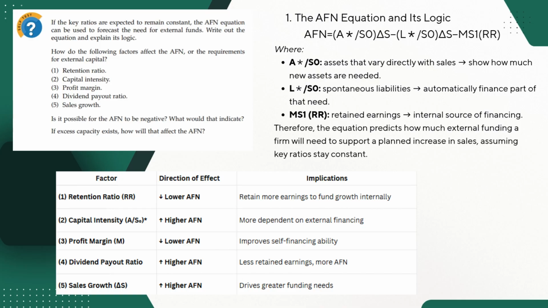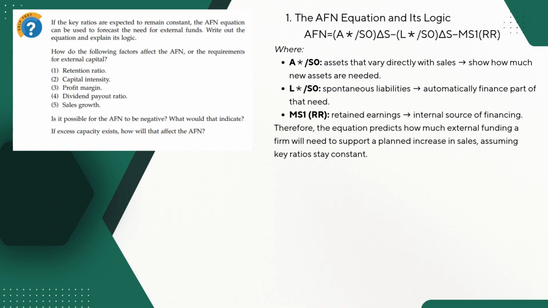Next is sales growth. Sales growth is the primary driver of AFN. The faster the sales increase, the more assets you need: more inventory, more receivables, and more working capital. So, as we see, AFN doesn't just depend on profit or sales. It is shaped by how we manage earnings, operations, and even dividend policy. Now, let's move to two interesting questions. Can AFN ever be negative? And what if we have excess capacity?